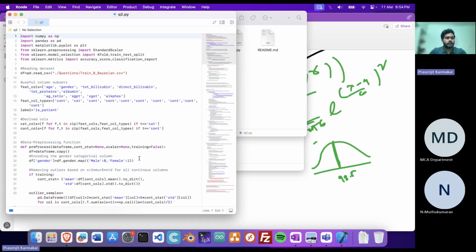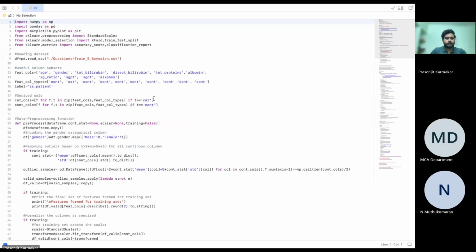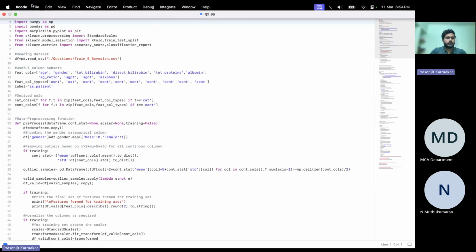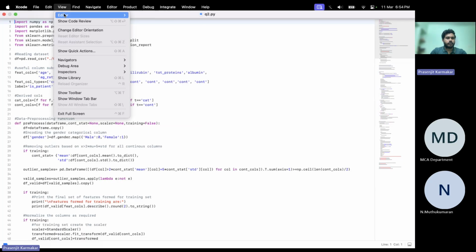Okay, we have it. Can I increase the font? View.